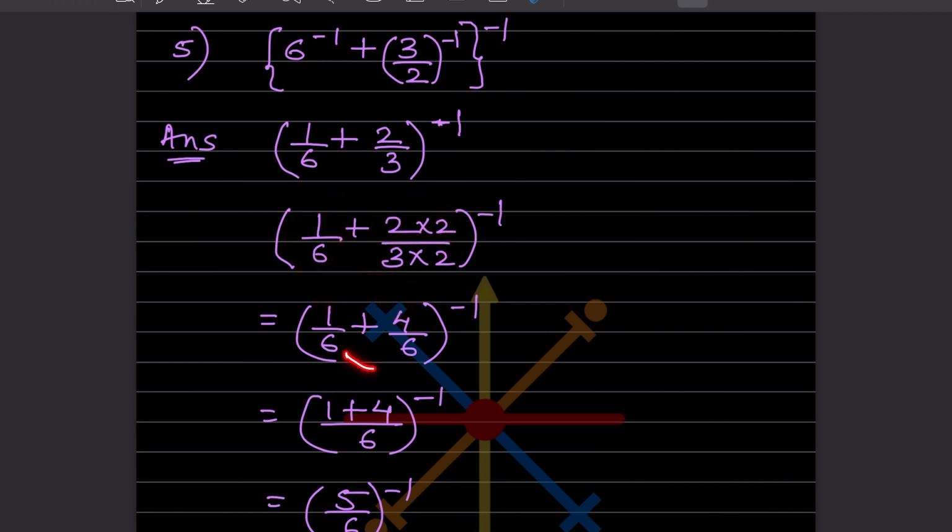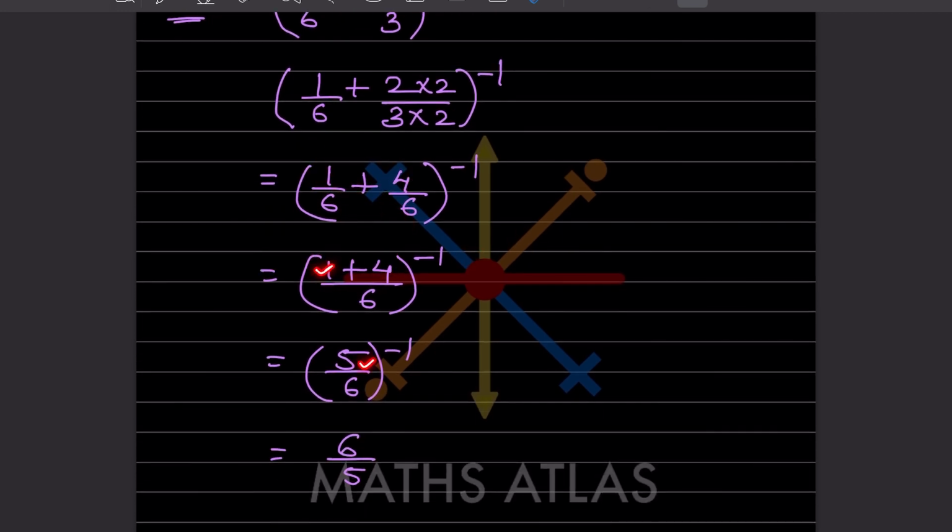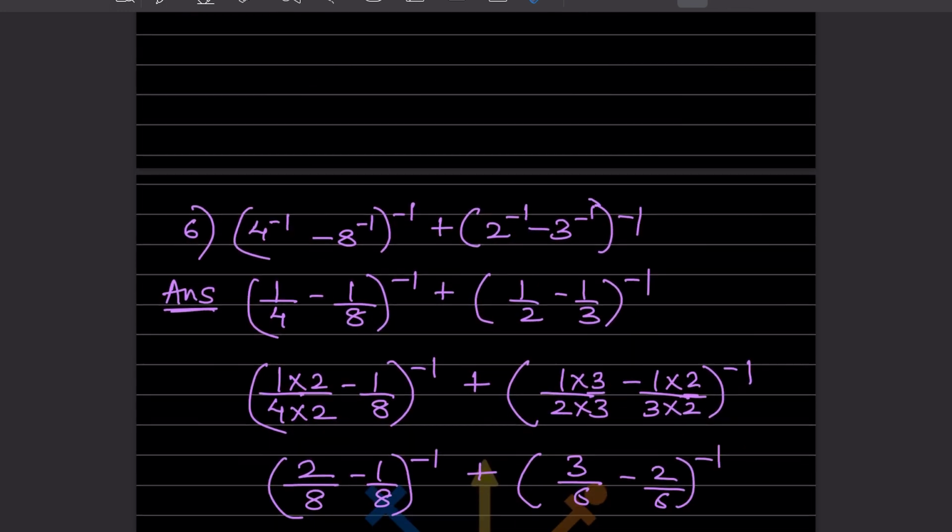So now you can see the LCM, the 6 is same. So this you are going to add and put a negative 1. So this is going to be 5 and this 6 as it is. So now you can see a negative exponent over here. So you are going to flip over and make it positive. So this will get flipped over. So that is going to be 6 by 5.